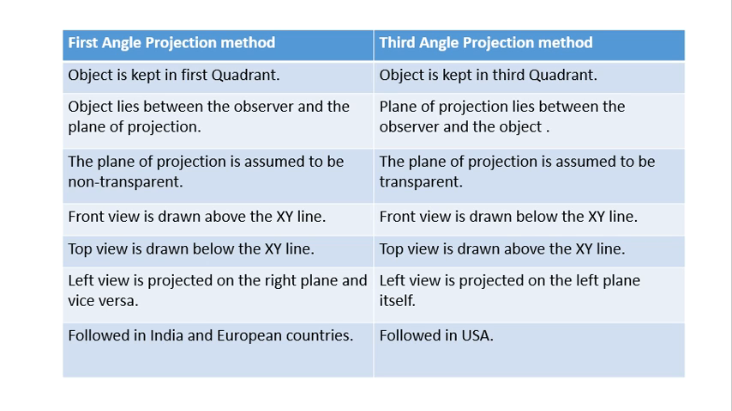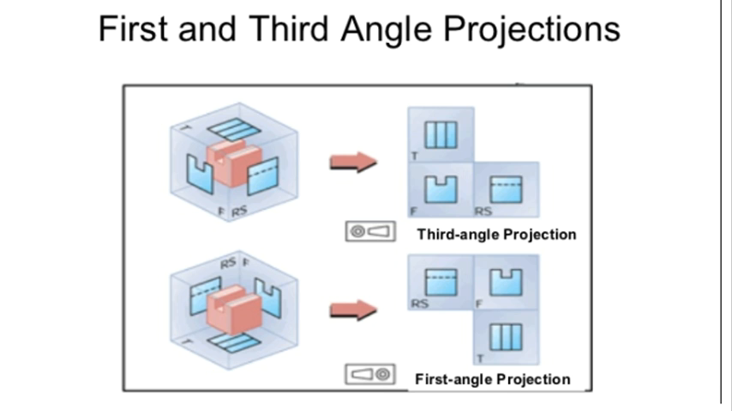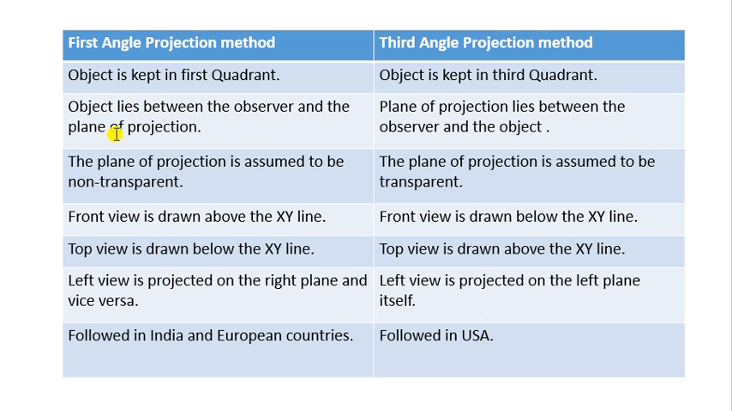While in first angle projection method, object lies between the observer and the plane of projection. Can you imagine? And if not, here you can see the second figure shows that. Here you can see first angle projection method, object is kept between the observer and the plane, right? Object lies between the observer and the plane of projection.